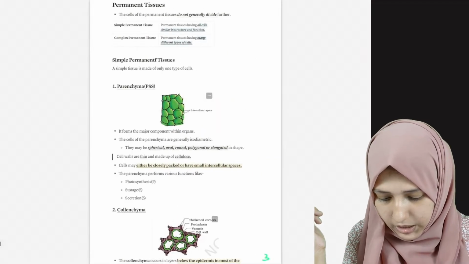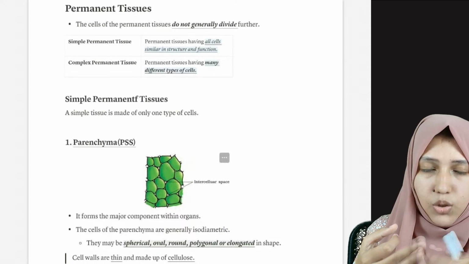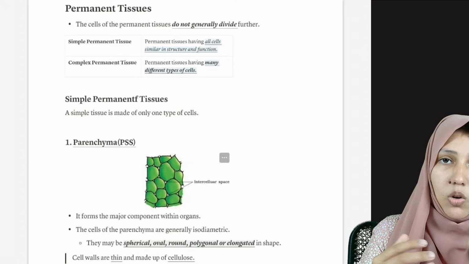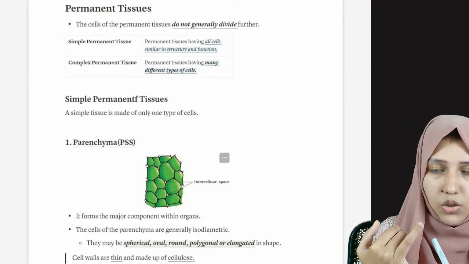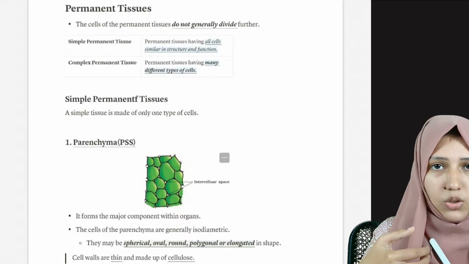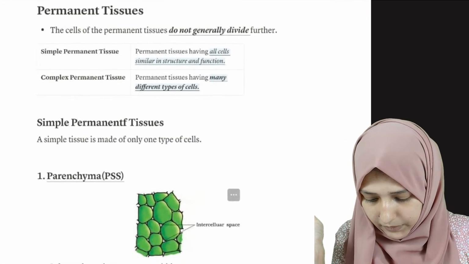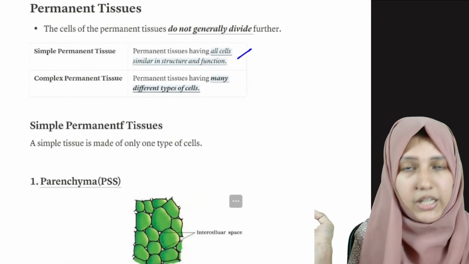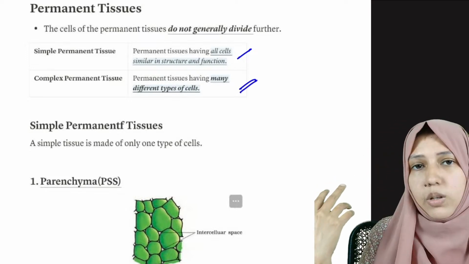Permanent tissues, there are mainly two types of permanent tissue. First one is simple permanent tissue. Simple means it's simple, there will be only one type of cell. And there will be complex permanent tissue where there will be more than one type of cell. Clear? Okay. So this simple permanent tissue will be having all cells similar in structure and formation. Clear? Then complex, many different types of cells will be present.